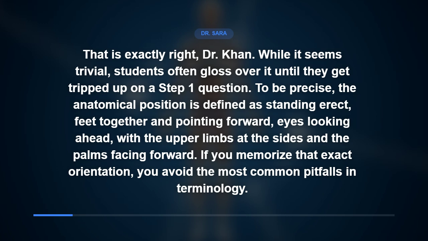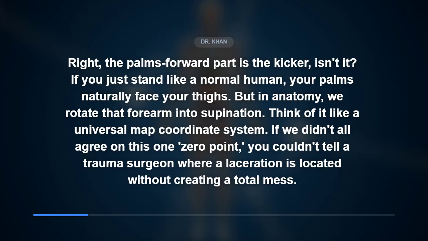To be precise, the anatomical position is defined as standing erect, feet together and pointing forward, eyes looking ahead, with the upper limbs at the sides and the palms facing forward. If you memorize that exact orientation, you avoid the most common pitfalls in terminology. Right, the palms forward part is the kicker, isn't it? If you just stand like a normal human, your palms naturally face your thighs. But in anatomy, we rotate that forearm into supination.